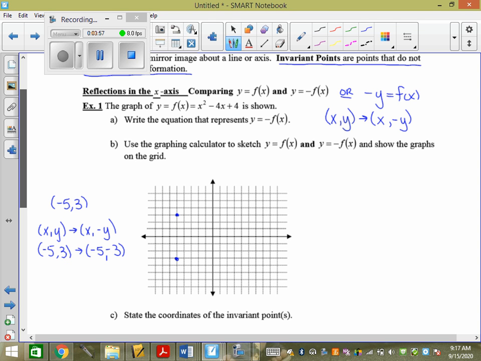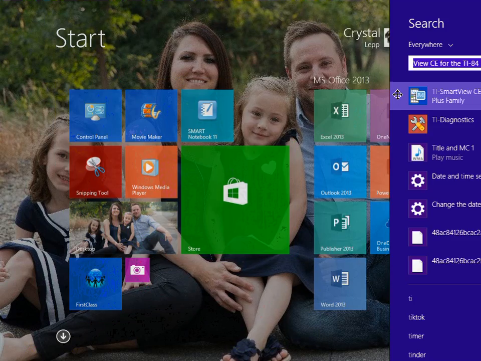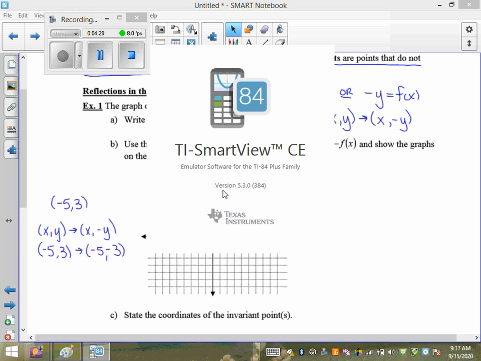So we know that it'll be a reflection in the x. Now, the graph of y equals this is shown. Well, it's not. We're going to show it. So we're going to type that into our calculator. x squared minus 4x plus 4. And then you're going to go second graph to your table of values and pull some points off of it.